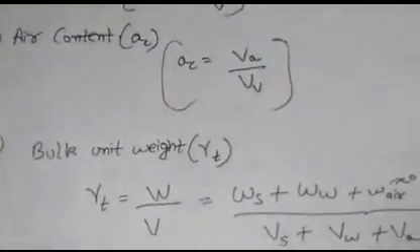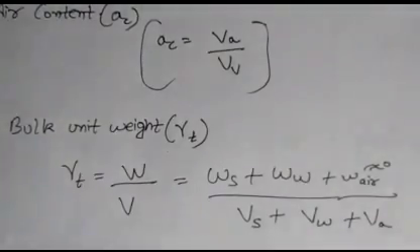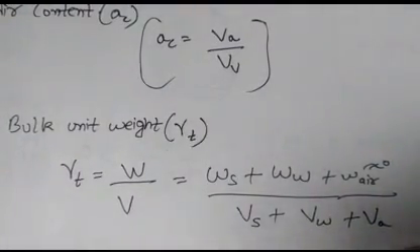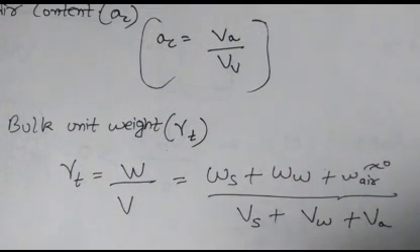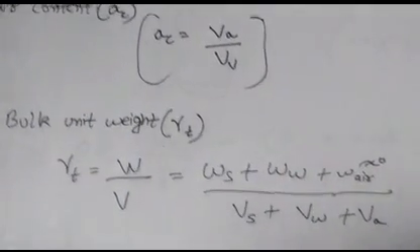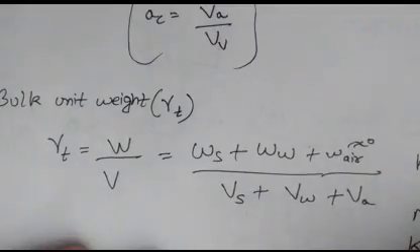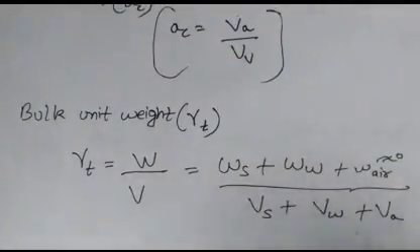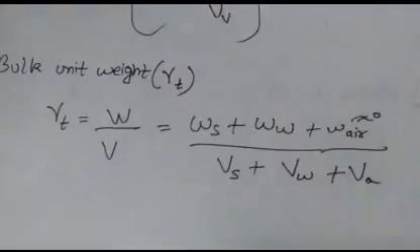And till now we were looking at ratios. Now we have a unit weight, so it will have a unit. Unit will be kilonewton per meter cube. You can have it in Newton per meter cube. You can also have it in kgf per centimeter cube, meter cube, whatever. It depends on whatever weight is given, whatever volume is given to us.